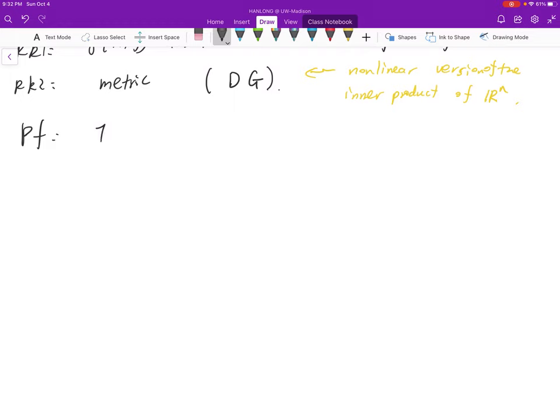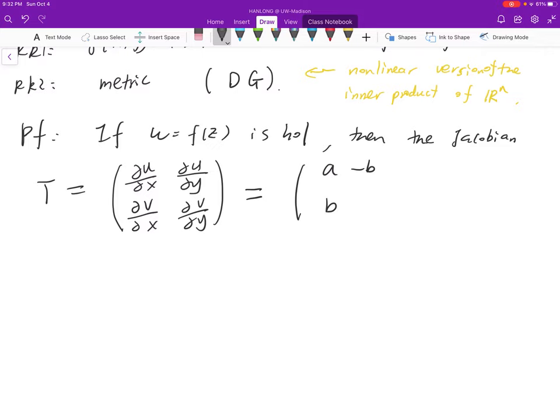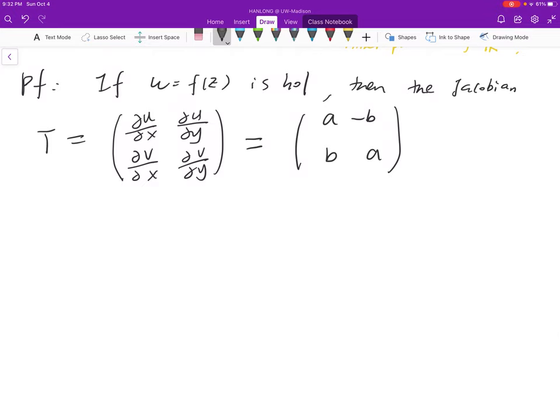Okay, now let's prove it. If omega equals f(z) is holomorphic, then we know that the Jacobian matrix T equals partial u partial x, partial u partial y, partial v partial x, partial v partial y, equals a, negative b, b, a. This is because of the Cauchy-Riemann equation.